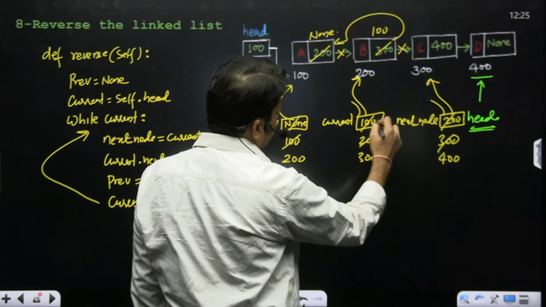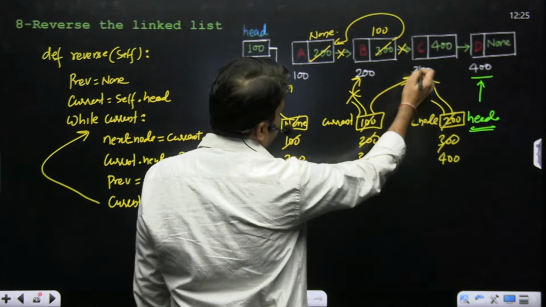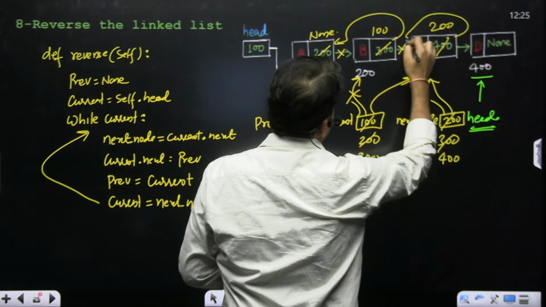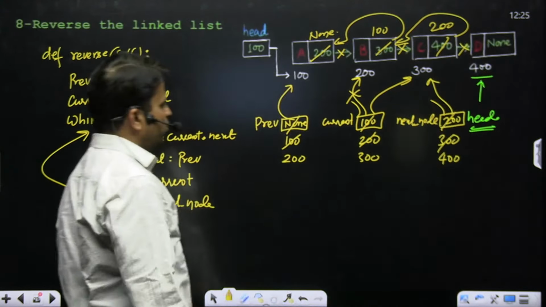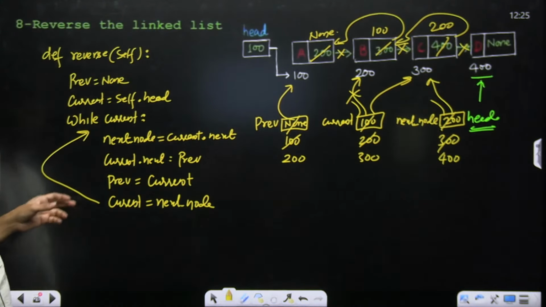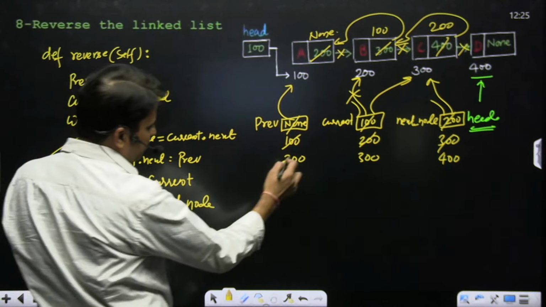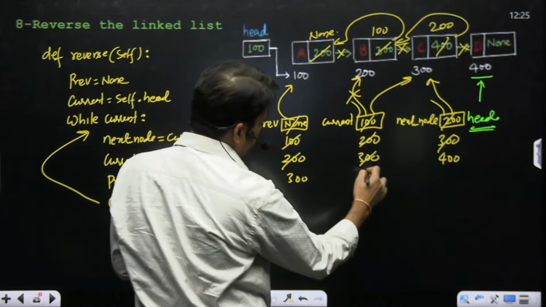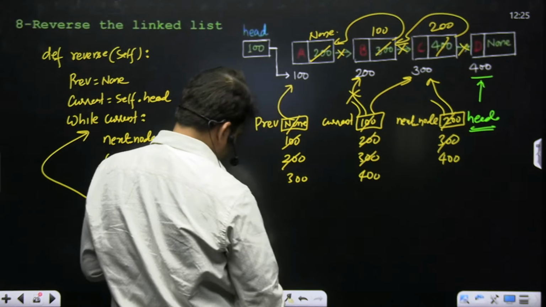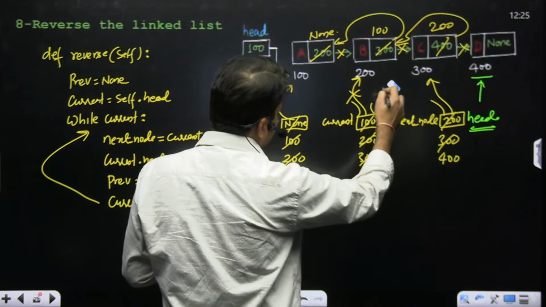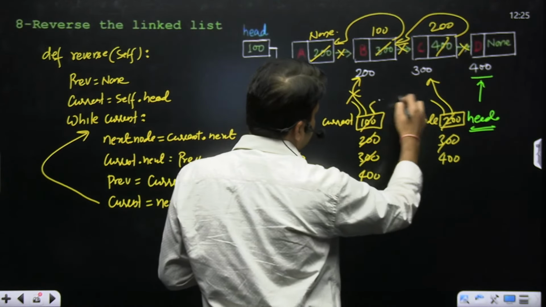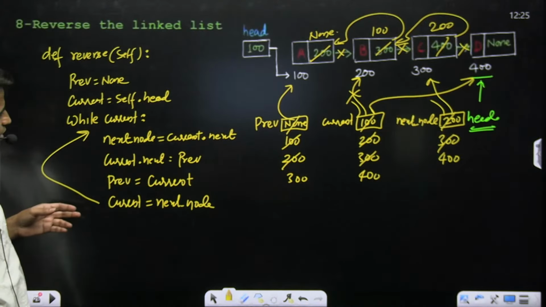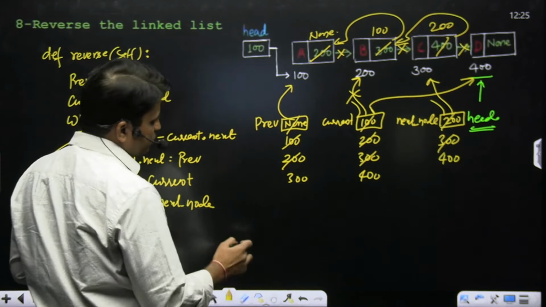ये चेंज हो गया था बच्चे, ये इसको पॉइंट करने लगा था. Current dot next equals to previous. What is previous? Previous is 200. So this is pointing to this one. This connection is broken. Okay. Now previous equals to current हो जाए. Sir, previous equals to current. What is current? 300. And current equals to next node. Next node is what, sir? 400. So this one is pointing to this one. And previous 300 हो गया बच्चे. Previous इसको point करने लगा.